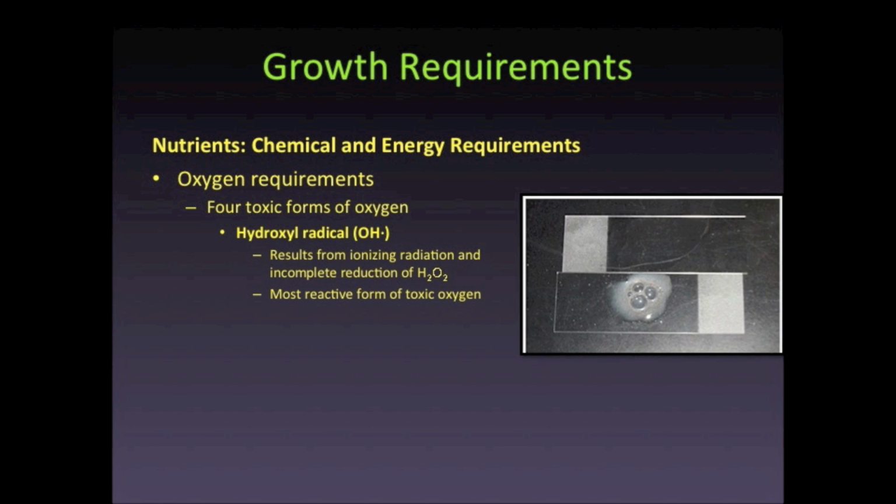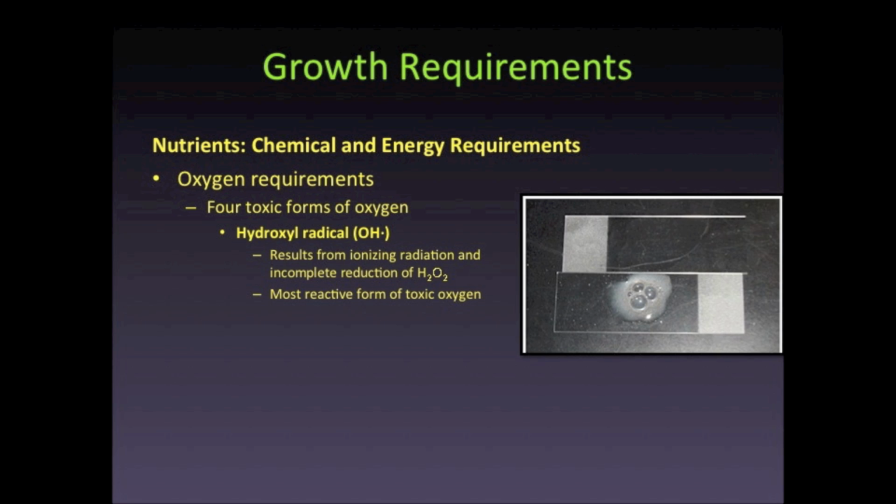The 4th toxic form of oxygen is the hydroxyl radical. This is the most reactive form of the 4 and can result from the incomplete reduction of hydrogen peroxide. Due to the action of catalase and peroxidase, hydrogen peroxide does not accumulate in cells, and thus the threat of damage due to this toxic form of oxygen is eliminated.